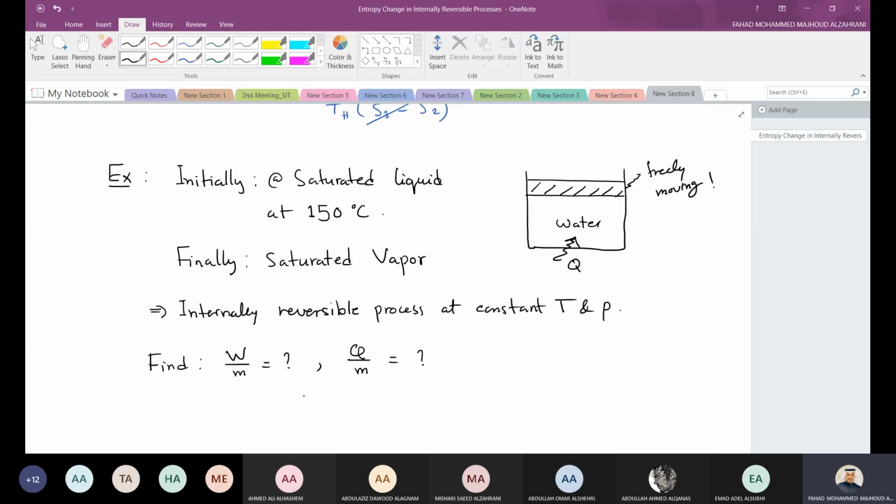It will cause entropy generation. Once you have entropy generation, this is an irreversible process. Okay, so internally reversible does not have any irreversibility. So if you have a process which is reversible, irreversibilities are not present. What are these irreversibilities? Friction, heat transfer.